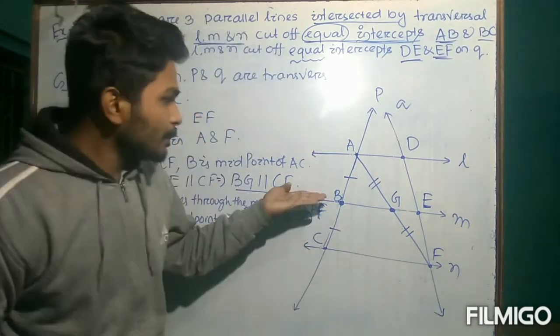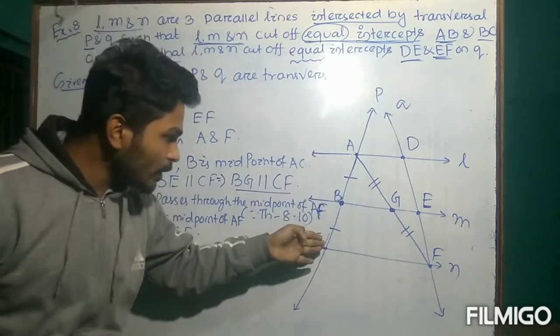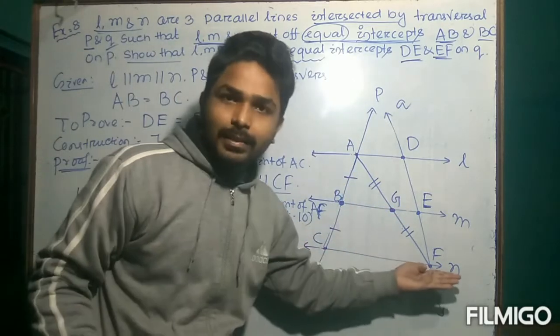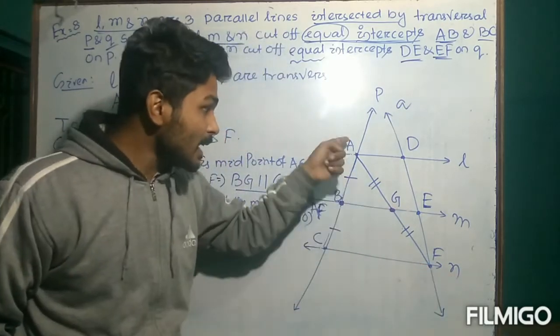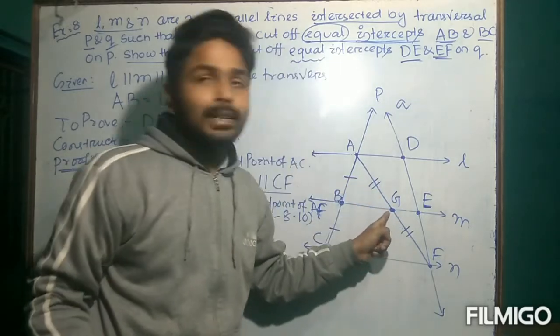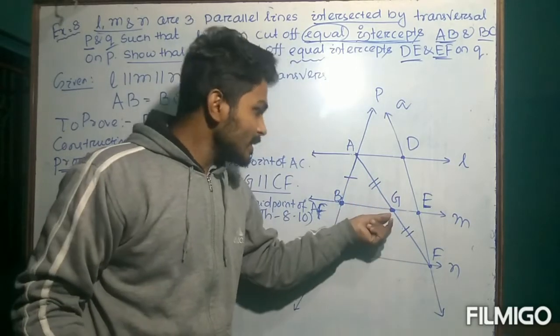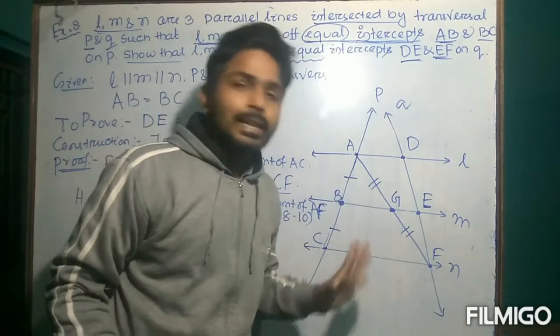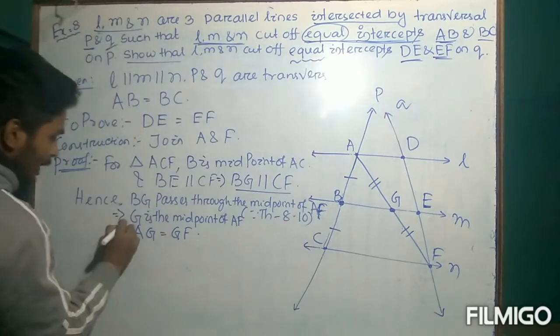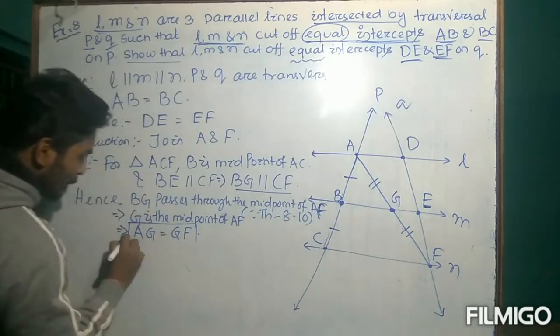Okay, so here BG is the line segment that passes through the midpoint of one side of this triangle and is parallel to another side. That means this line segment must pass through the midpoint of the other side AF. So G is the midpoint, so AG is equal to GF. This is clear. Okay, so this is the conclusion that we have got.